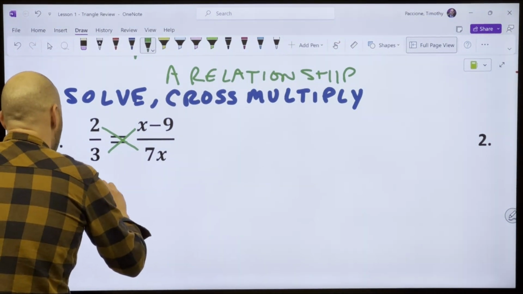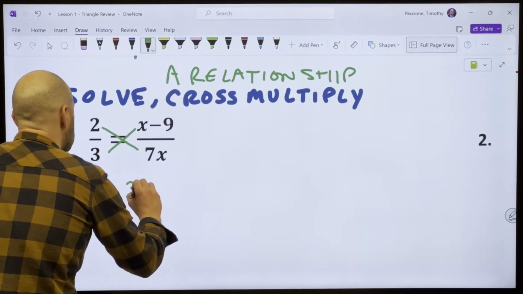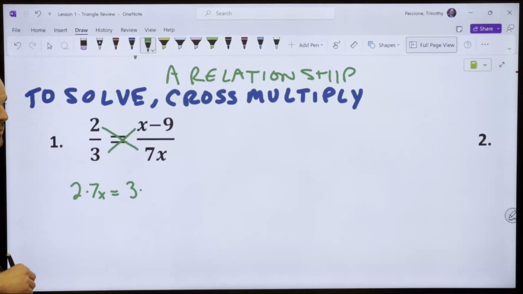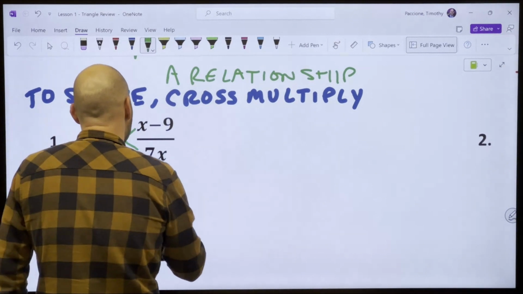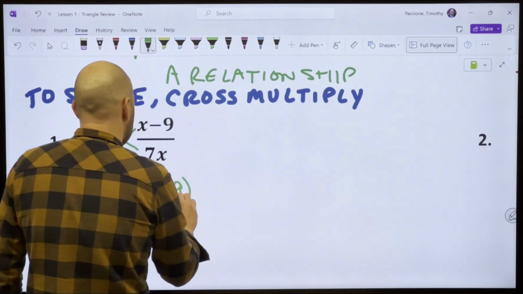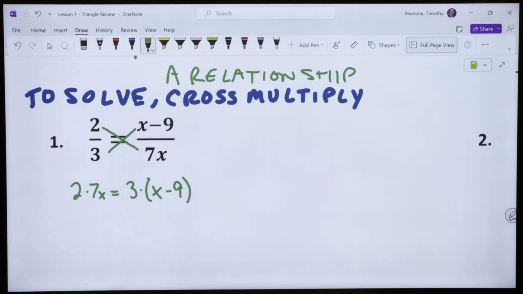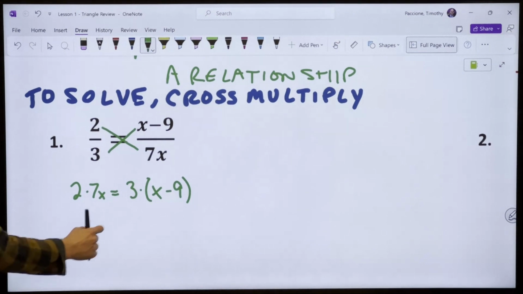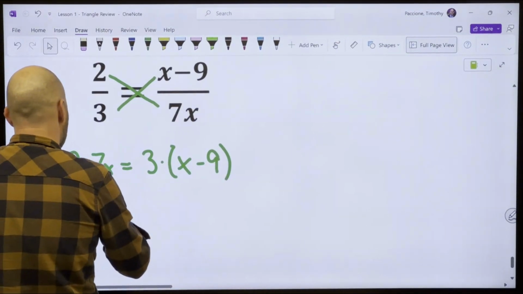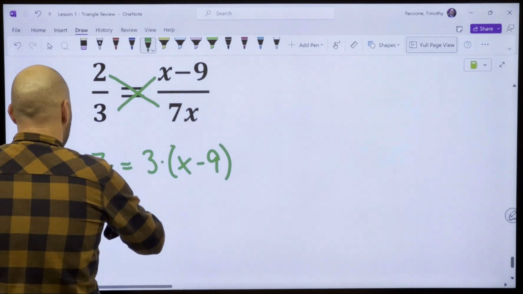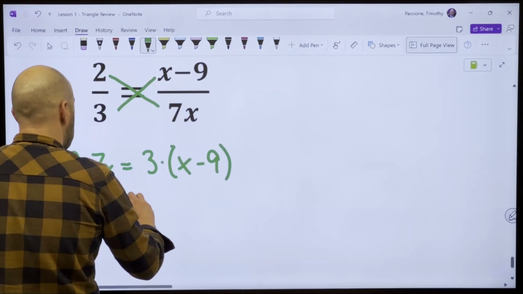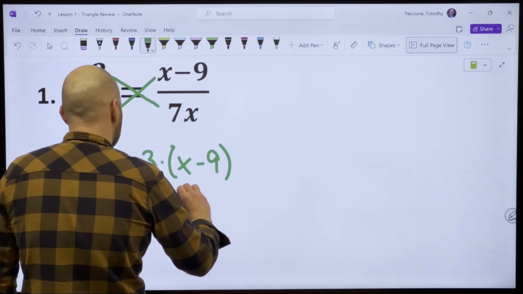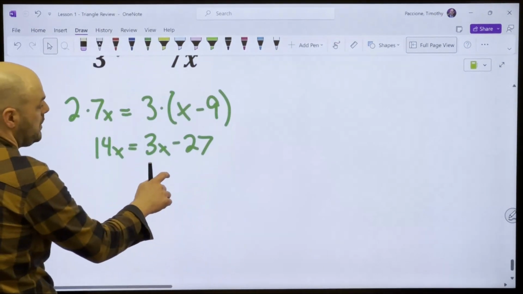2 times 7x will equal 3 times what? X minus 9 in its entirety. That's a big mistake that's made, right? Not putting parentheses around that x minus 9. That'll change your answer here. So that's 14x equals 3x minus 27, and you solve from there.